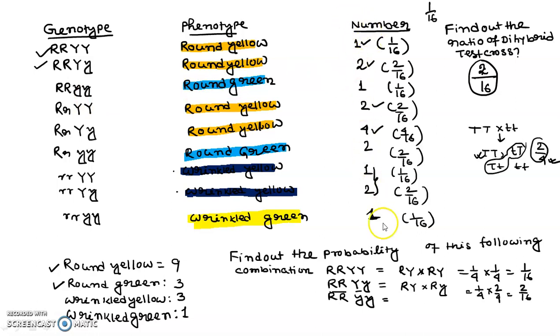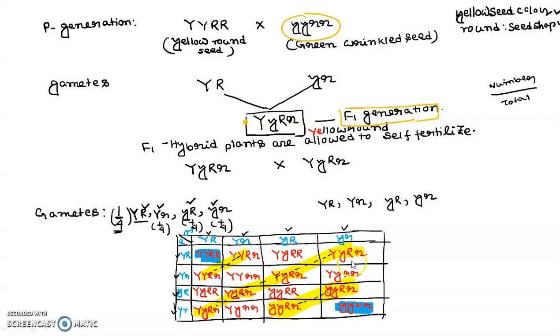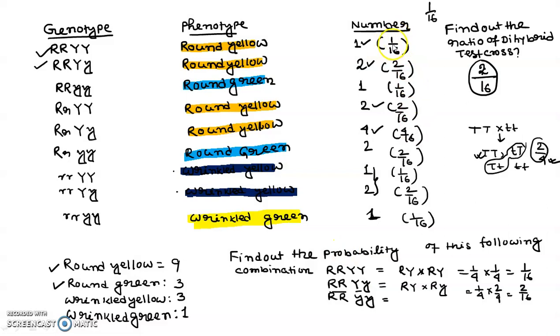These are the numbers and these are the probabilities. 1 by 16 means this is a total number. You can see there is a checkerboard, and we get 16. So the total is 1 by 16, 2 by 16, 1 by 16. Now you can see capital R, small r, capital Y, capital Y, round yellow, so that is 2 by 16. In that way we are getting the results.